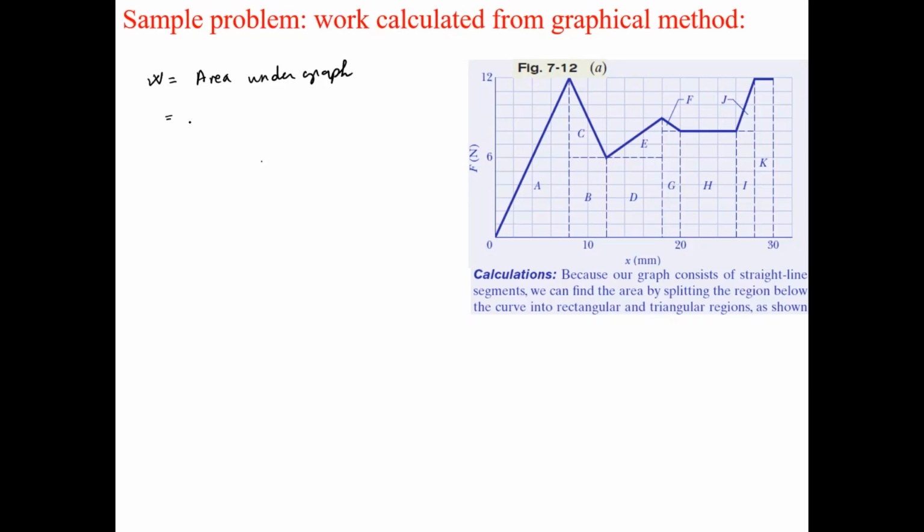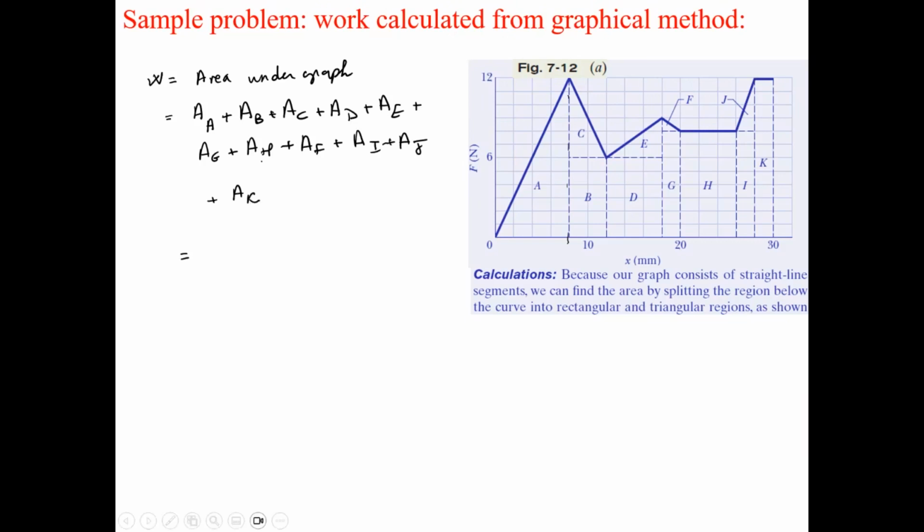which is basically the area under section A. Look how the graph already splits the graph into sections, plus the area of section B, plus the area of section C, plus the area of D, plus the area of E, plus the area of G, plus the area of H and F, and the area under section I, the area under section J, the area under section K. Let's look at each area separately, find it, and then we can add all of these up to find the work done by this force.